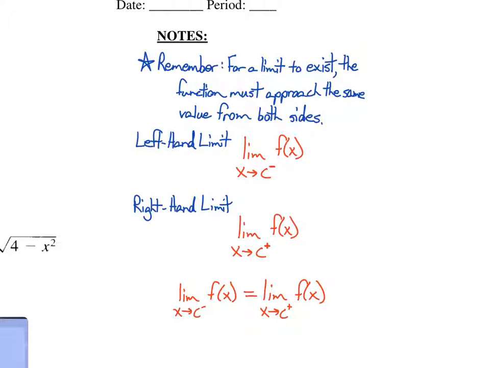By the way, if you're told to show that a limit exists on a particular problem, you need to actually go through these steps. You need to show that the left-hand limit exists and tell what it equals. You need to show that the right-hand limit exists and tell what it equals. And then, because the left-hand limit equals the right-hand limit, the limit exists. So that's one way that you can prove that the limit exists.